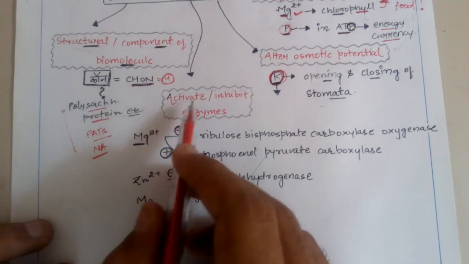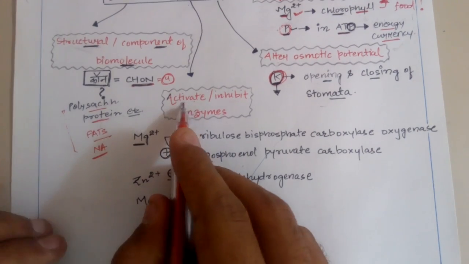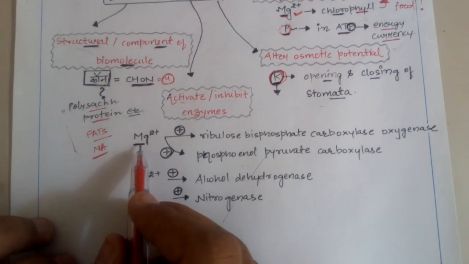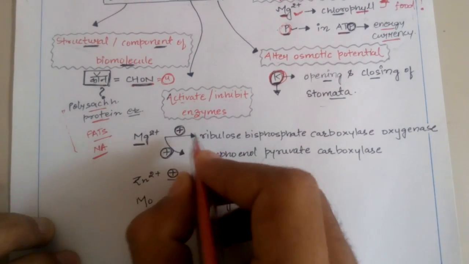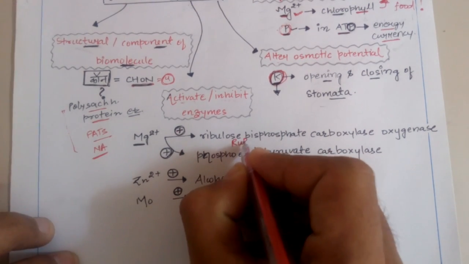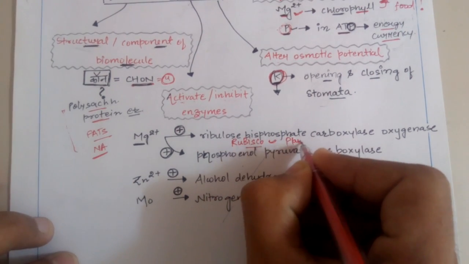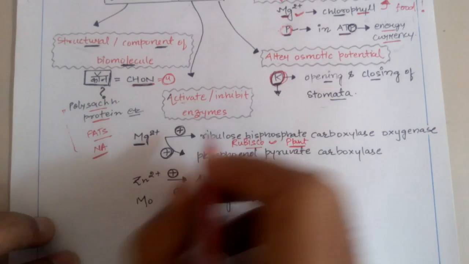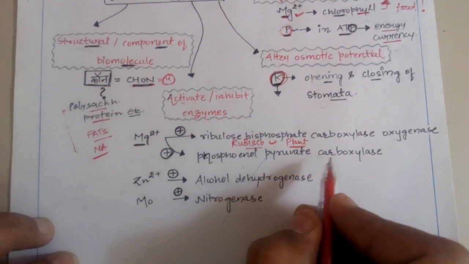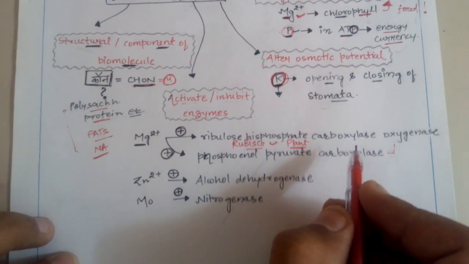After that, the next and most important category is the elements which activate or inhibit some sort of enzymes. So what are those elements? Mg, that is magnesium 2 positive, which activates ribulose bisphosphate carboxylase oxygenase, also known as Rubisco, which is the most abundant protein in the plant world, not in the animal world, but in the plant world. So magnesium activates Rubisco, as well as phosphoenol pyruvate carboxylase, which is a very important enzyme. Both of those are enzymes of photosynthesis.